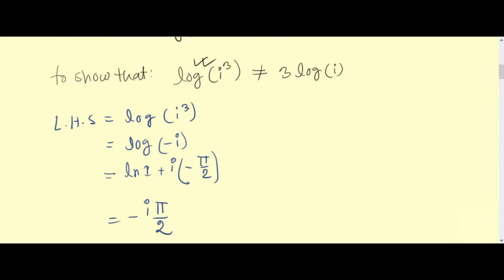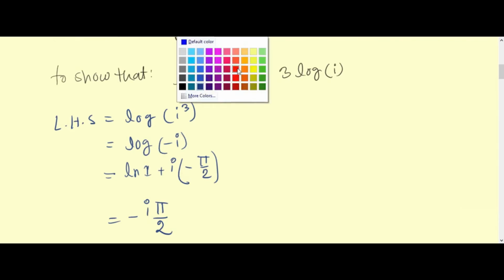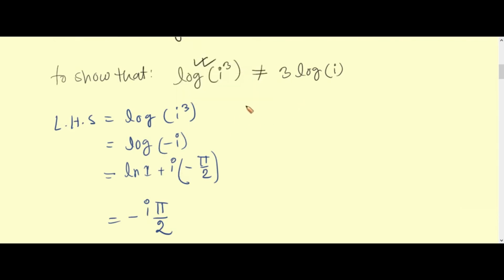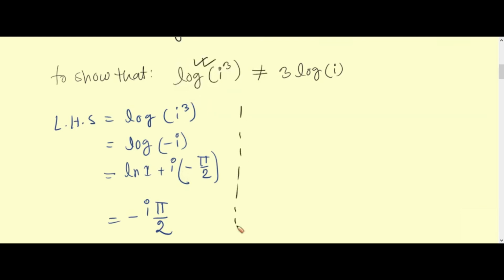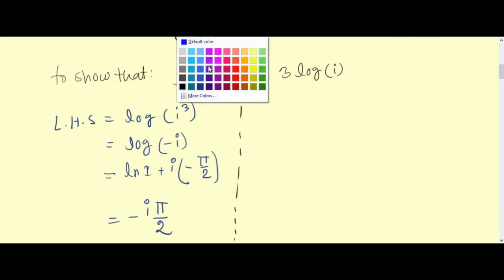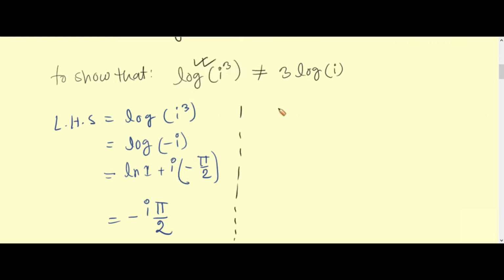And now what we want to do, we want to go to the right hand side and evaluate it. So let's just make a phase boundary over here so that we don't get confused, and we can compare our results side by side. So now to evaluate the right hand side, we'll start with 3 log i, right? 3 is just there. Log i will also have the following form like this. So let me just put a bracket so that you don't get confused.